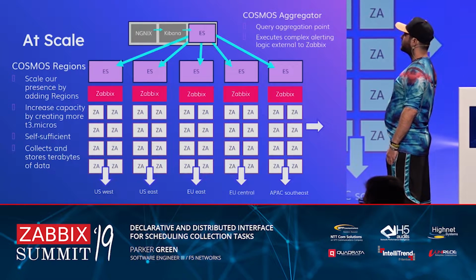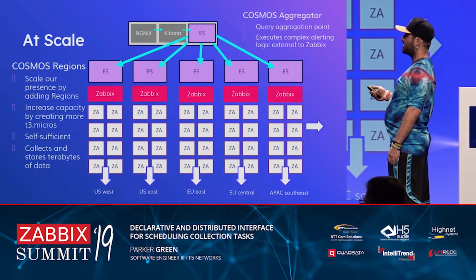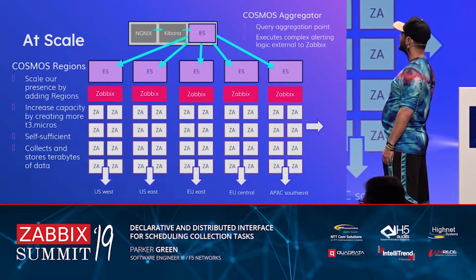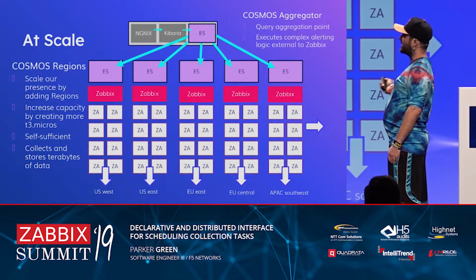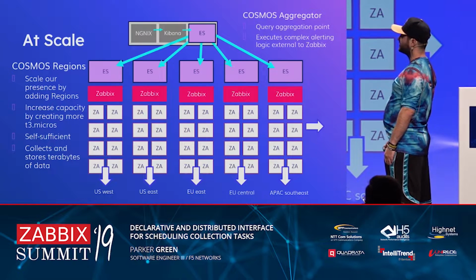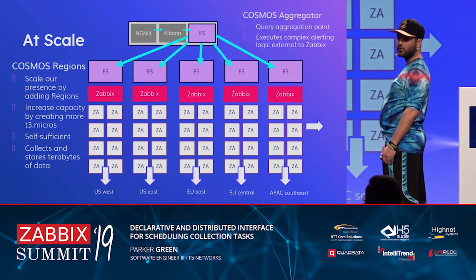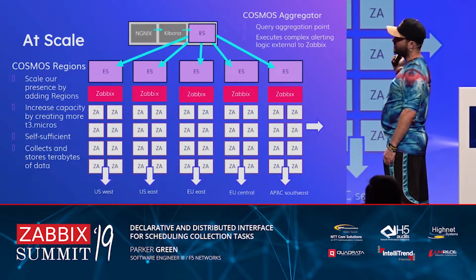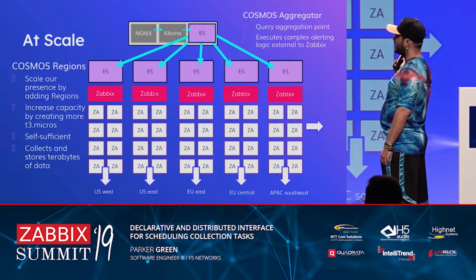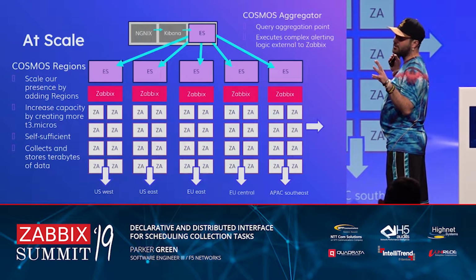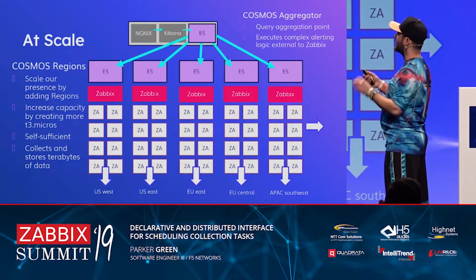And at the top, we're using Elasticsearch's cross-cluster query mechanism to federate or aggregate all of this data together so we can have a single pane of glass for our NOC, and then we can do very complex alerts that are outside of a single item return and kind of aggregate those together.